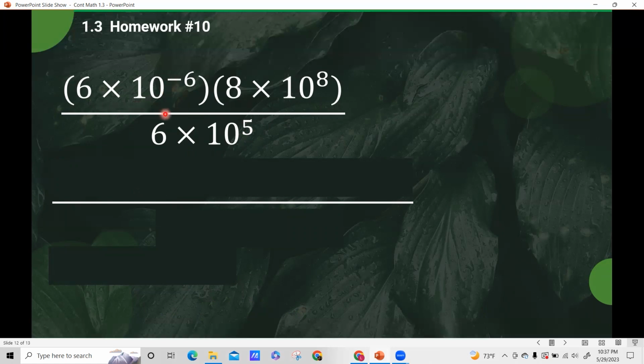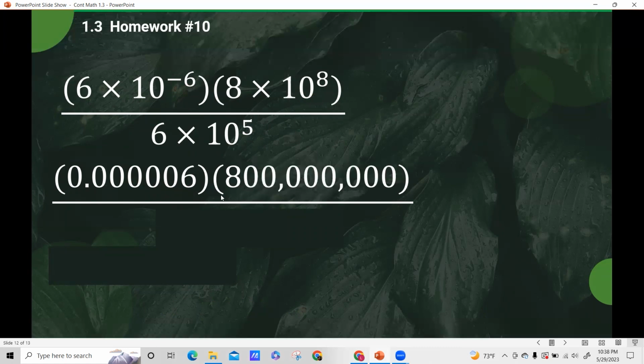All right, so 6 times 10 to the negative 6th. This is negative 6, that means it's a small number. So I'm going to make this a small number. It's like 5 zeros and then a 6. So 1, 2, 3, 4, 5 zeros and then a 6. Then you're going to have 8 with 8 zeros, a big number. And in your denominator, you're going to have 6 with 5 zeros.